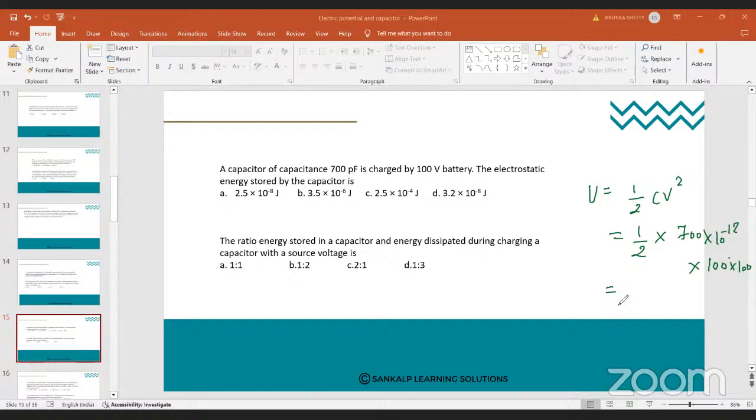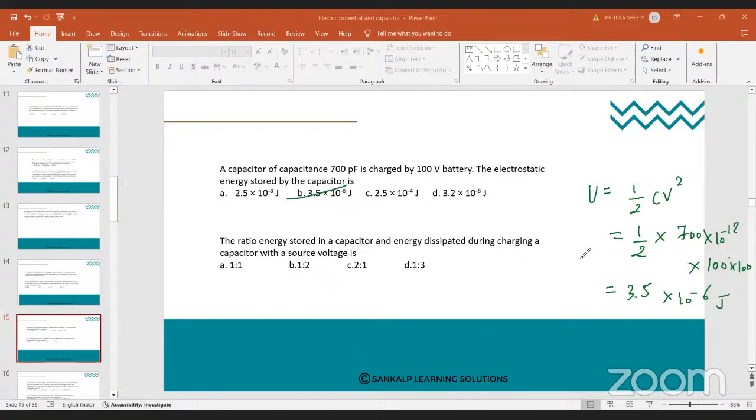Answer will be option B. You will get 3.5 into 10 to the power of minus 6 joules. Option B is the answer, 3.5 into 10 raised to minus 6.